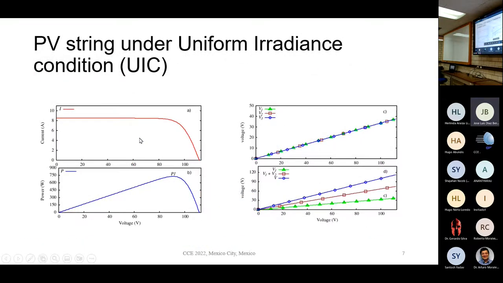Here I present the behavior of a three-module PV string under uniform irradiance conditions. Each module receives one sun of solar irradiance. A sun equals 1,000 watts per square meter. The current curve looks like that of a single module. There is only one global maximum power point at P1. Each module voltage varies from zero to its open circuit, and the PV string voltage is equally distributed among the three PV modules.